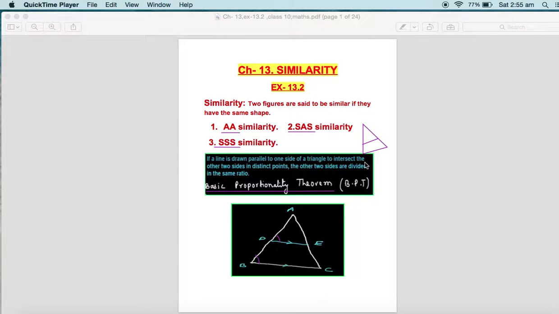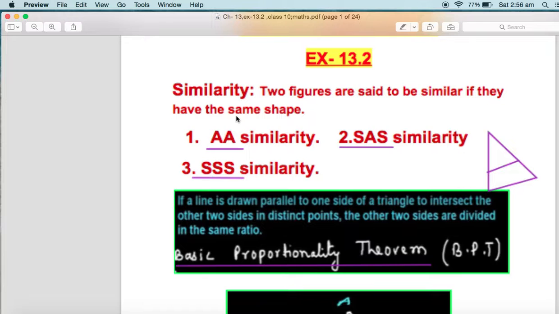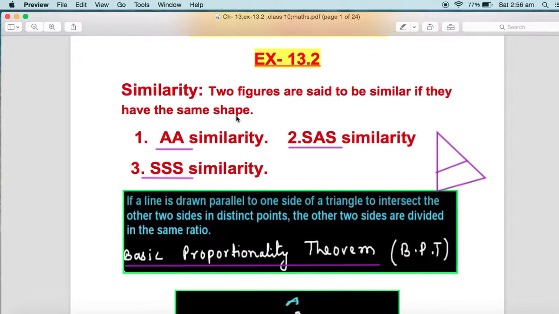Before I start, let's see the properties. What are the properties? Similarity: any two shapes we call similar if they have the same shape. There are three criteria of similarity: AA similarity, angle angle; SAS similarity, side angle side; and SSS similarity, side side side. Other than these three criteria of similarity, we need to understand a few theorems as well.